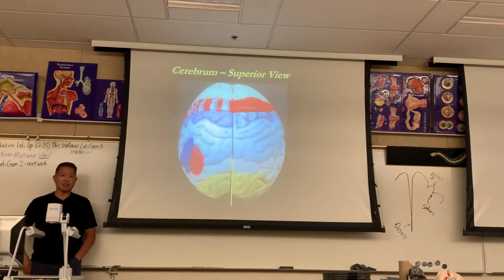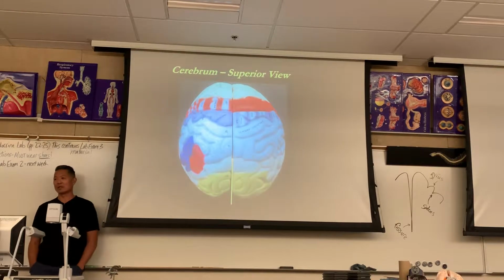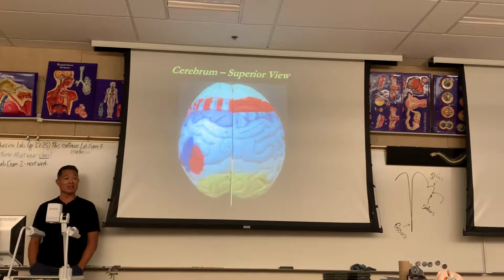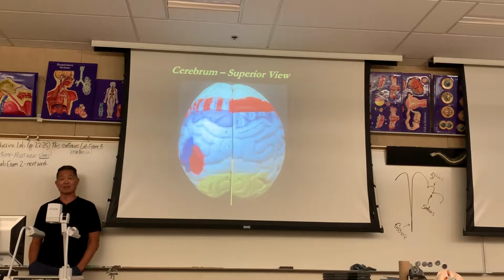Okay, so this is a deep crack, and when I was learning the brain as a student, I'd always tie these cracks to what does it divide. And the longitudinal fissure divides the left and right cerebral hemispheres. Everybody see that? Longitudinal fissure divides the left from the right cerebral hemisphere.